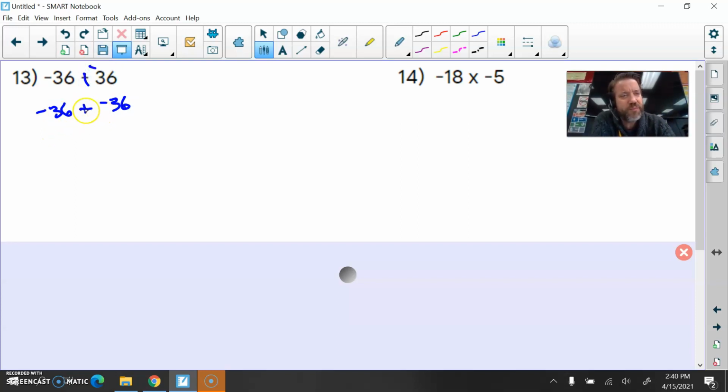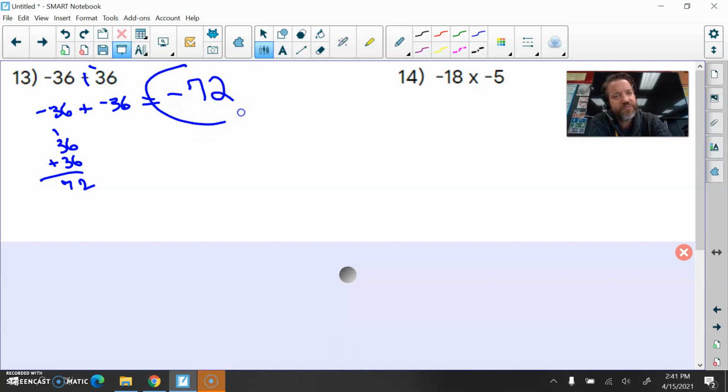Now, notice both of them are negatives. So instead of canceling out and making zero pairs, they're going to join together and we're going to get a larger negative amount. So we'll take 36 plus 36 to see how many negatives we have altogether. 6 and 6 is 12, carry the 1. 3, 3, and 1 is 7. So we get 72 negatives. Don't forget the answer is negative. So negative 72.